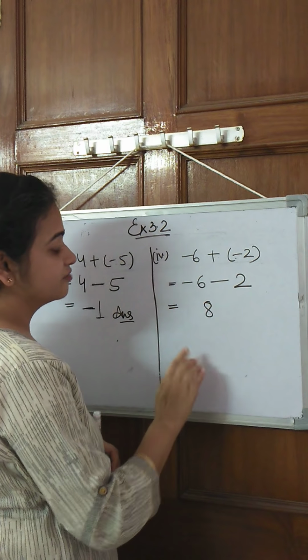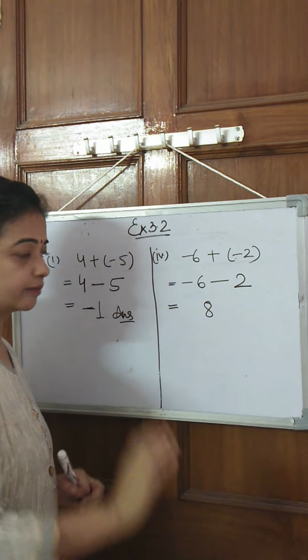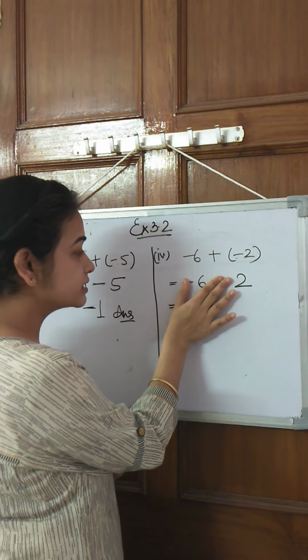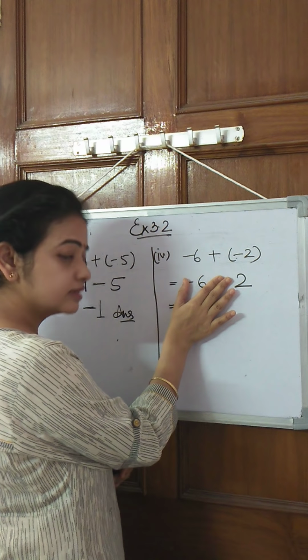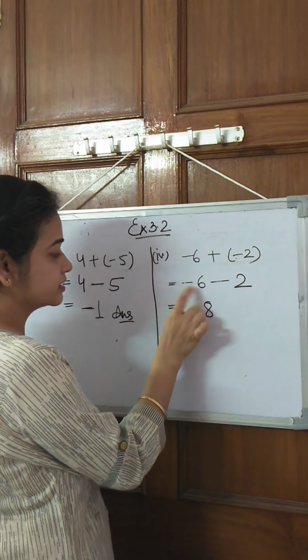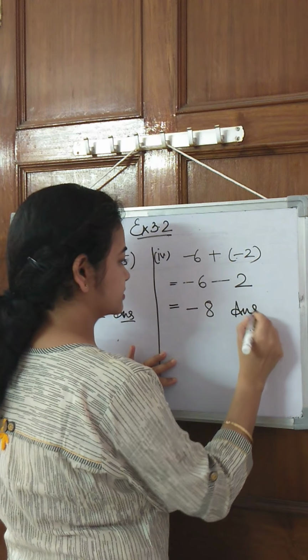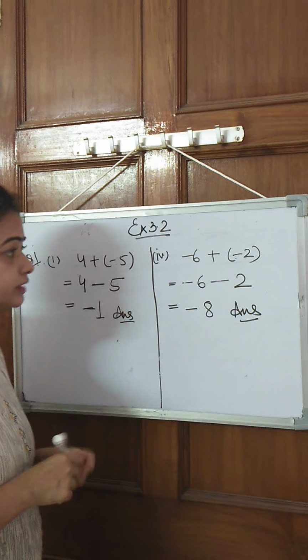So as I said, we put the sign of the bigger number. So 6, only see the numbers, do not see the sign. 6 and 2, which is greater? 6 is greater. And what is the sign with 6? Negative. So my answer is also negative, it is minus 8.